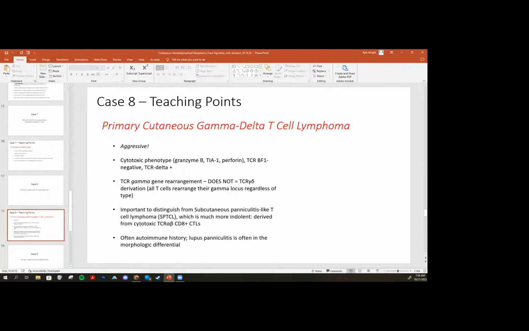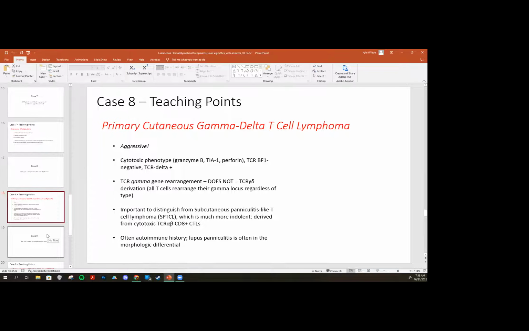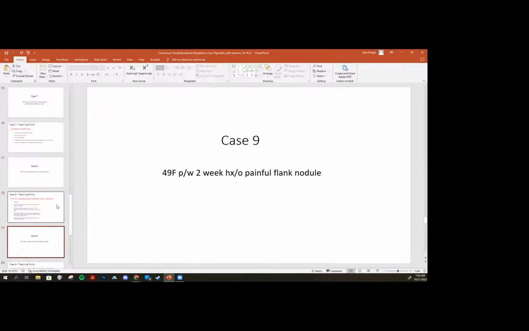Also, you usually get much more rimming of the adipocytes in SPTCL, unlike this, which is much more of a sheet-like infiltrate. These patients often have an autoimmune history, and lupus panniculitis is often within the morphologic differential. So don't just brainstorm neoplasm. Do your homework, do the workup, and get there. Also, clinical correlation, as always, with the heme derm is very important.